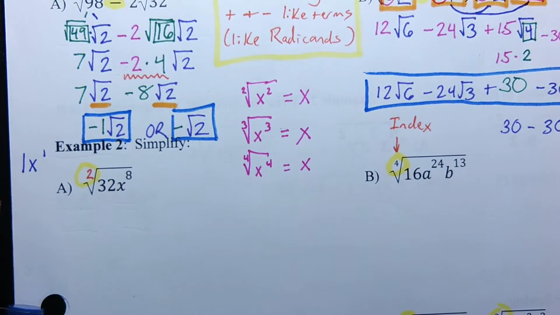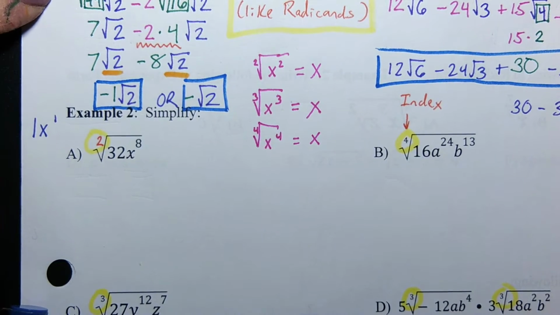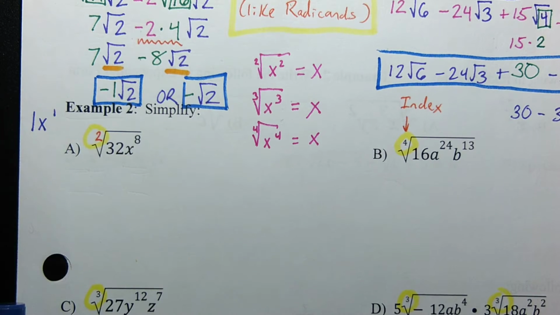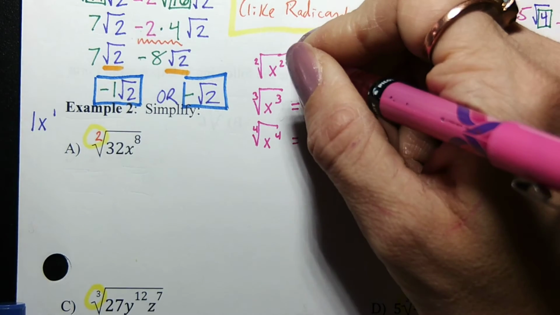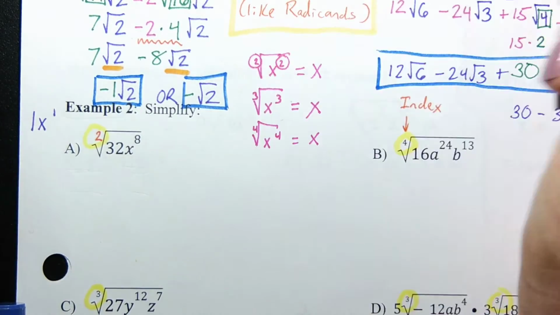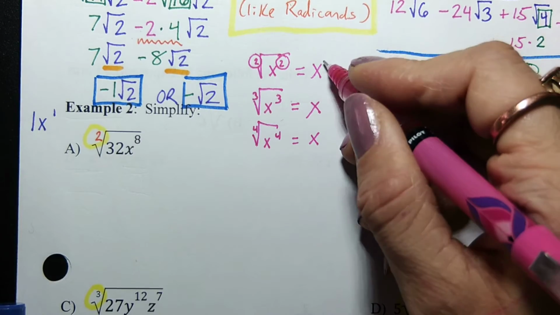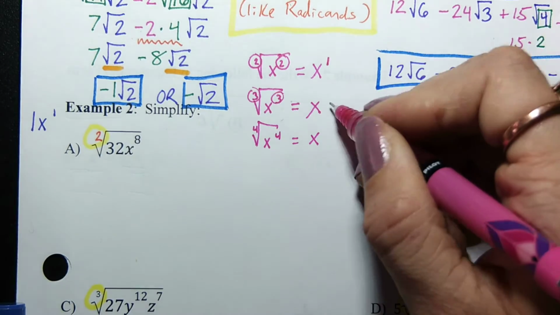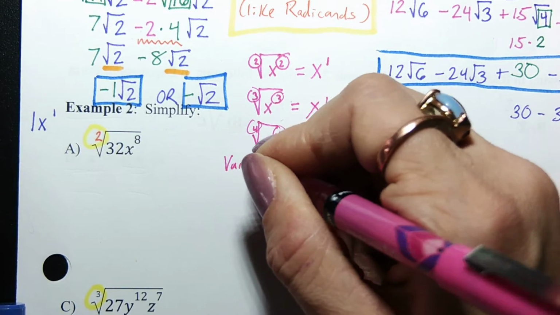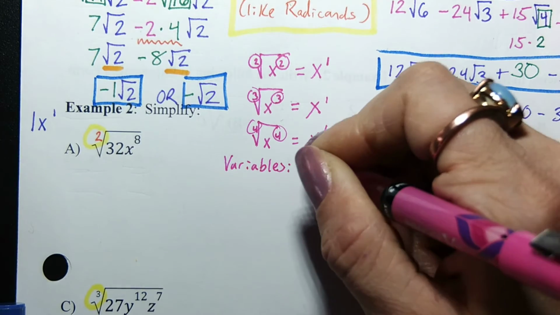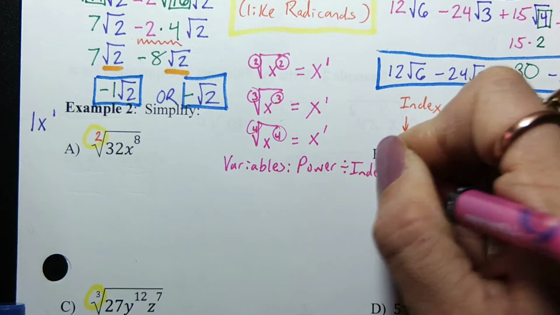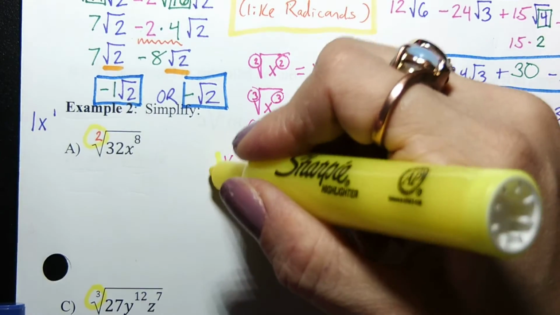So going back to our variables, you might notice a pattern. When I am taking a root of a variable, we can simplify it by taking the power of the variable divided by the index of the radical. 2 divided by 2 is 1. 3 divided by 3 is 1. 4 divided by 4 is 1. So for variables, we take the power of the variable divided by the index of the radical. There's our next big rule.